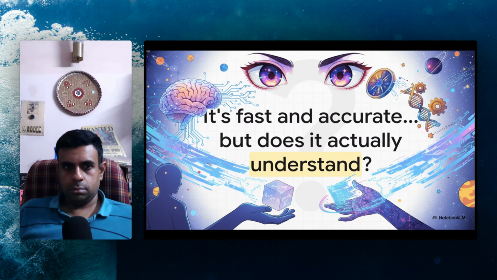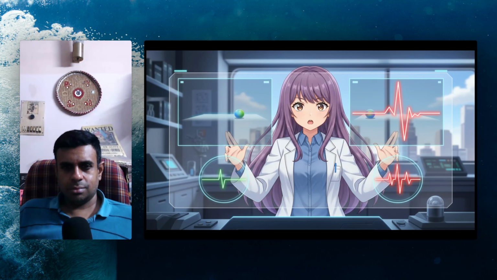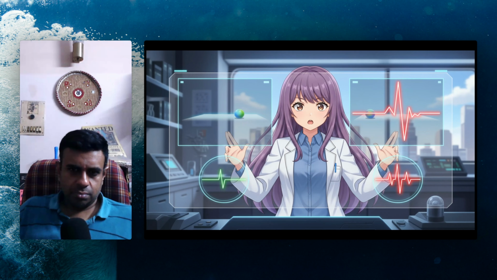So they actually borrowed a test from developmental psychology, one that's used to see if babies understand physics. It's called violation of expectation. And here's how it works. They show the model a video of something totally normal, and then suddenly they break the laws of physics, like making an object teleport across the screen. Then they measure the model's prediction error as a stand-in for surprise.